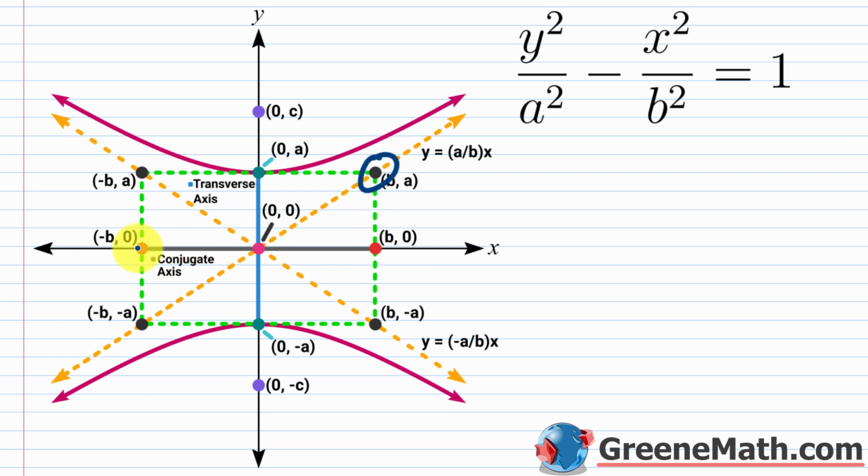I'm going b units to the left and a units up. So that's negative b comma a. I'm going b units to the left and a units down. That's negative b comma negative a. And I'm going b units to the right and a units down. So that's b comma negative a.